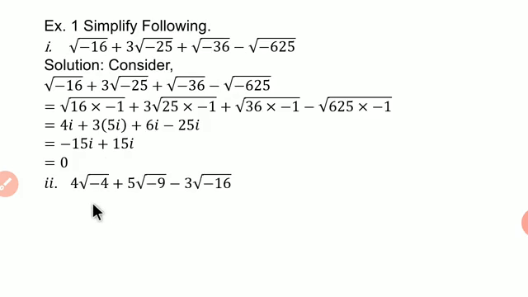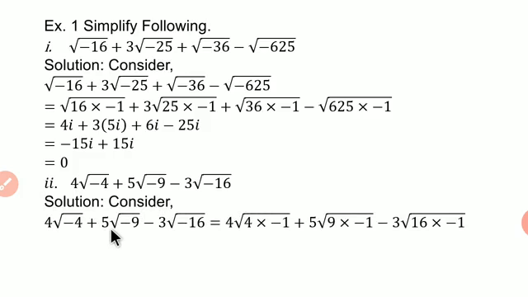Now see the second example. It is 4 into square root of minus 4 plus 5 into square root of minus 9 minus 3 into square root of minus 16. Now simplify this example in a similar way as example number 1. So solution, consider 4 root minus 4 plus 5 into root minus 9 minus 3 into root minus 16. Rewrite all these terms, we get 4 into square root of 4 into minus 1 plus 5 into square root of 9 into minus 1 minus 3 into square root of 16 into minus 1.